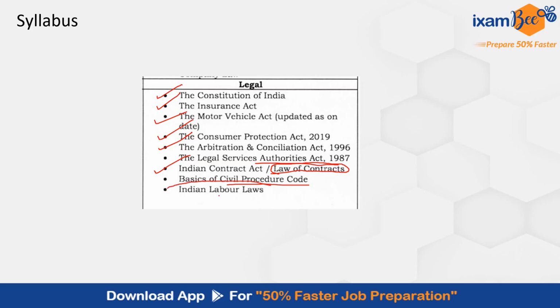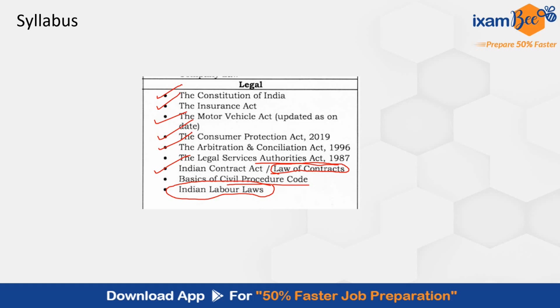So here major focus should be on the 4 labor codes which have been enacted. You can briefly go through the labor laws, but major focus should be on the 4 new codes. Code on wages, code on social security, industrial relations code, and occupation safety, health and working conditions code. These are the 4 labor codes which are very important.